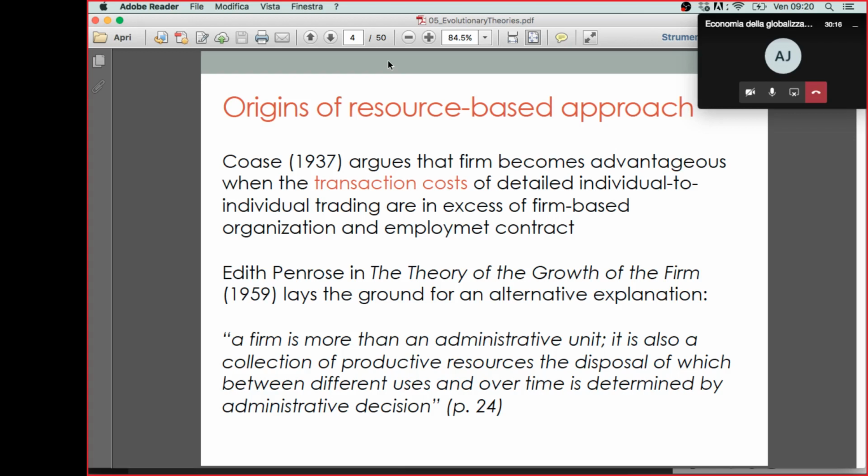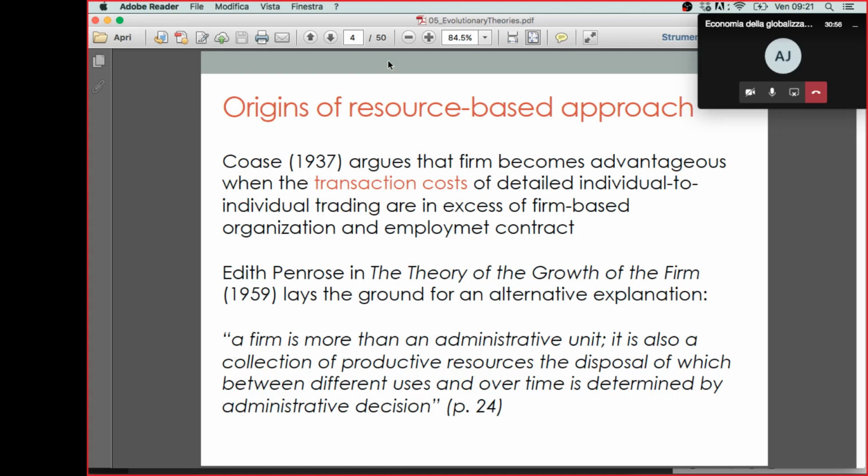that the firm is actually something more than just an administrative unit that deals with coordination via managerial command. Okay? It is also a collection of productive resources, the disposal of which between different users and over time is determined by administrative decision. So her idea, Penrose's idea, is basically that it is true that managerial command plays a role within a firm. So she's not against this approach.